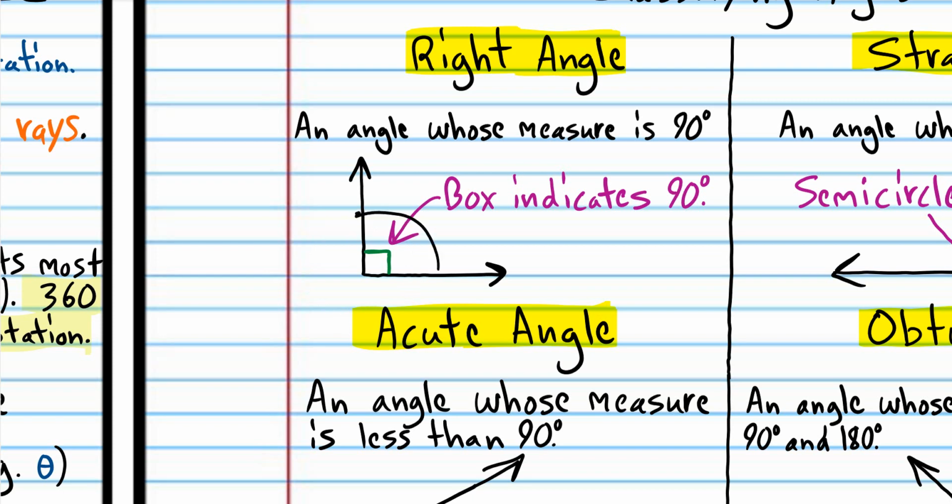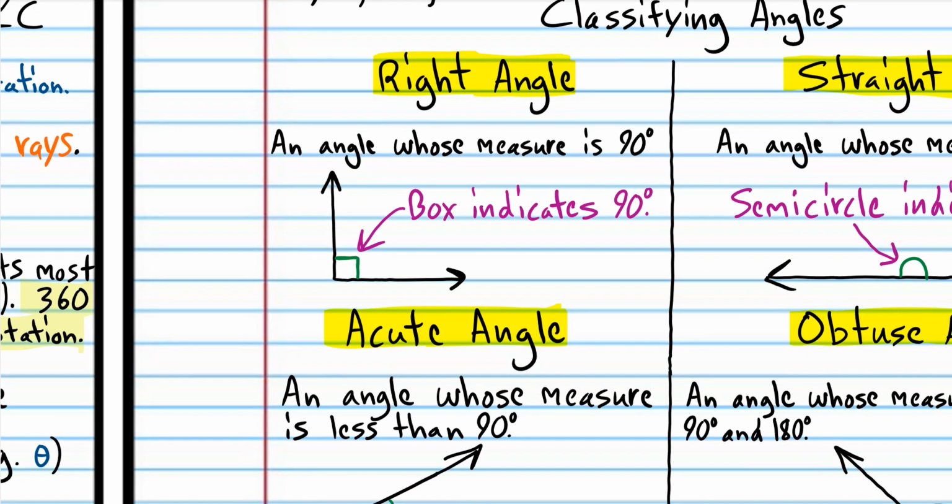If you rotate double that, then it's 180 degrees. If you rotate three times that, it's 270, and four times that would be 360. So this is a fourth of a rotation. If you're headed east, and then you turn directly north, that's a 90 degree angle measure.